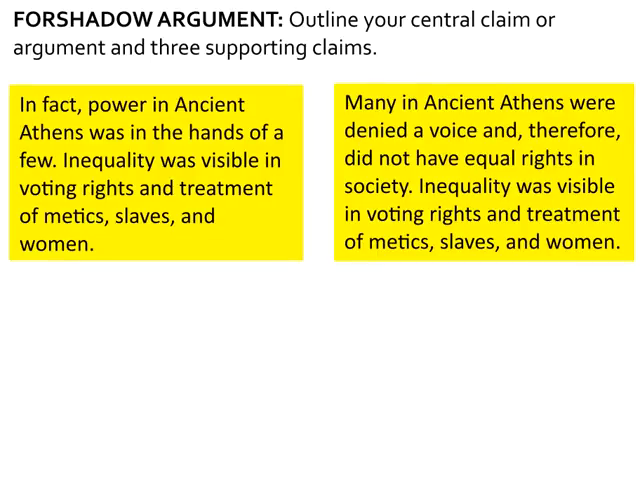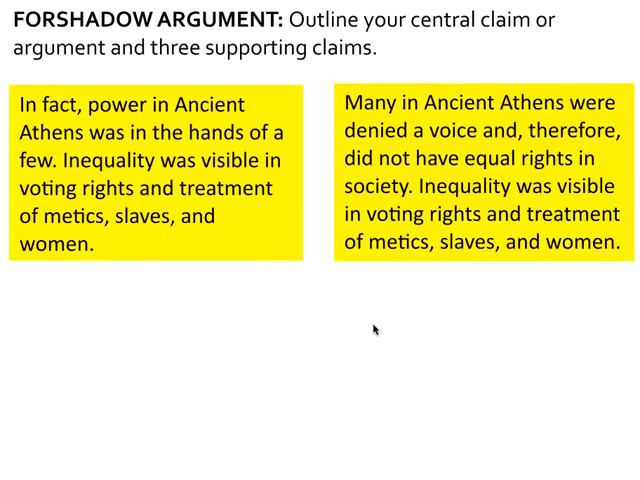Okay, the most important part of your introductory paragraph is going to be the foreshadowing of your argument. This is where you outline your central claim or argument and your 3 supporting claims. So here are my 2. In fact, power in ancient Athens was in the hands of the few. So that's my big central claim. That's my umbrella statement. Here's my outlining of my supporting arguments. Inequality was visible in voting rights and the treatment of medics and slaves and women. So those are my 3 supporting arguments: voting rights, treatment of medics and slaves, and women.